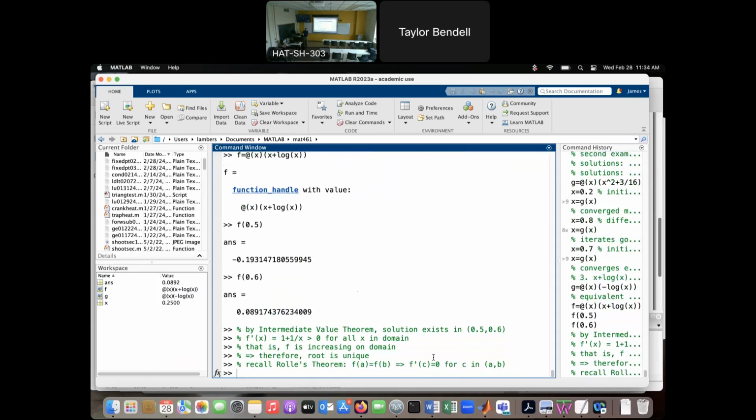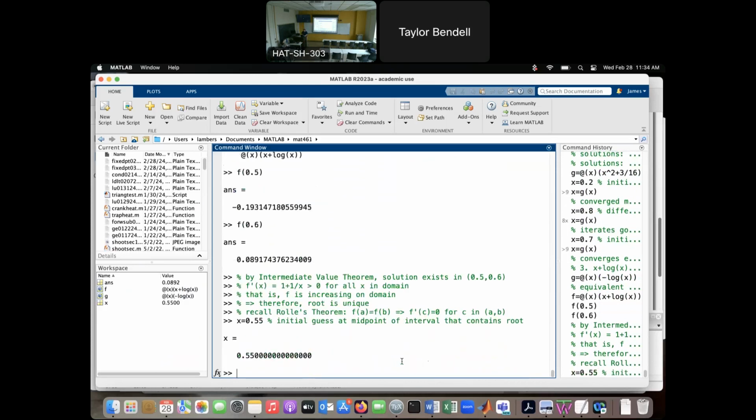So if we take the contrapositive of that: if a derivative is never 0, then there's no way for a function to equal the same value, like 0 in this case, at 2 different points. Okay, so we have this one root between 0.5 and 0.6. So I'll set the initial guess to be the midpoint of that interval, which is known to contain a root. Okay, so now I'll do x equals g of x.